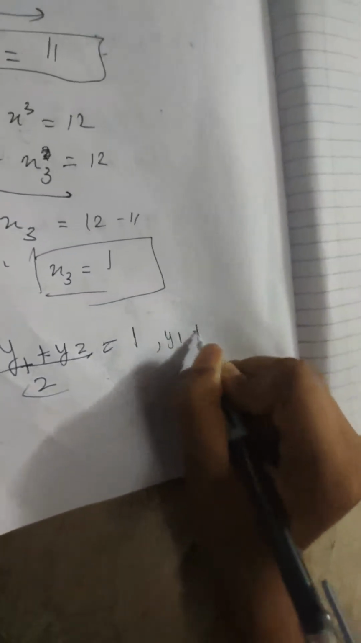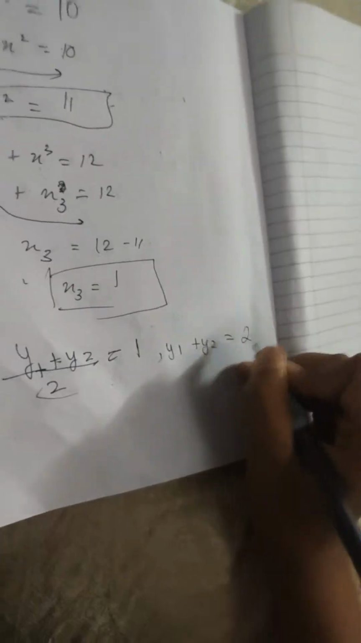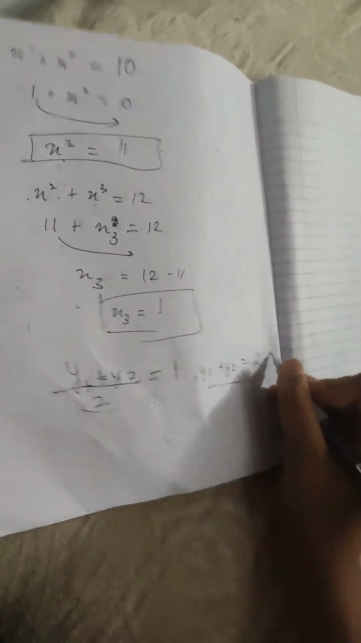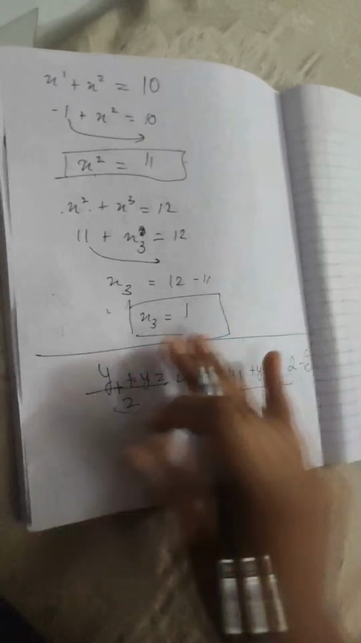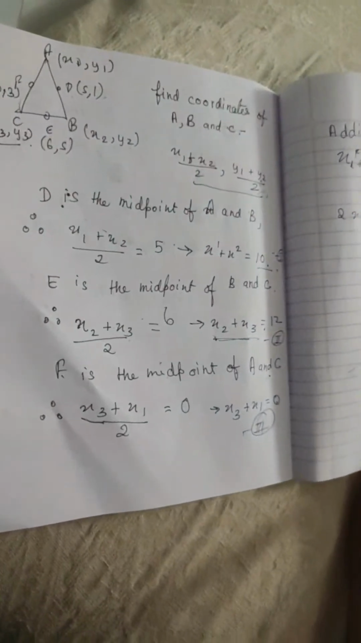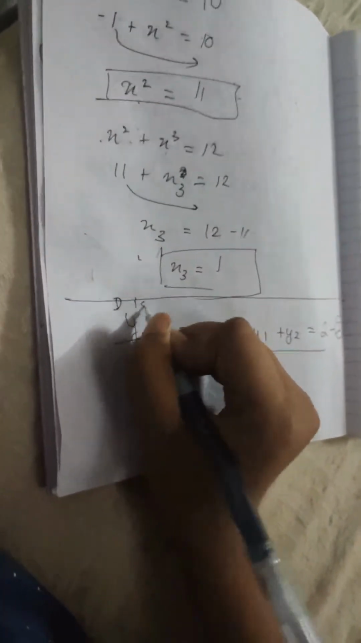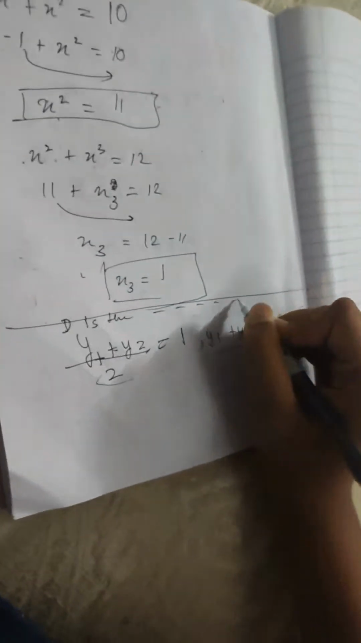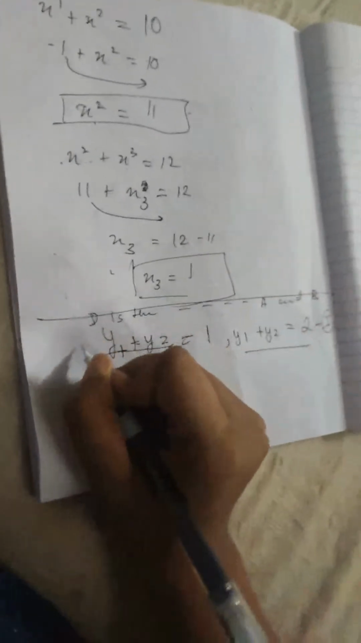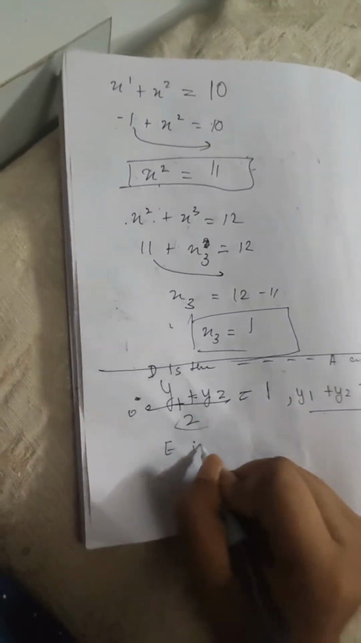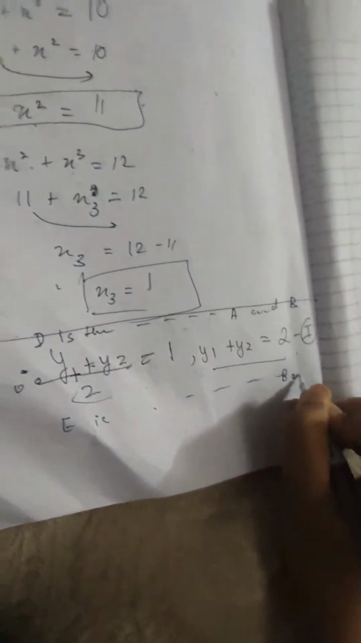So y1 plus y2 is equal to 1 into 2, which will be 2. This will be our equation 1, because we are restarting here from y. Now we have done for point D. D is the midpoint of A and B, therefore we will write the same. And then we will go for E. E is the midpoint of whom? B and C.